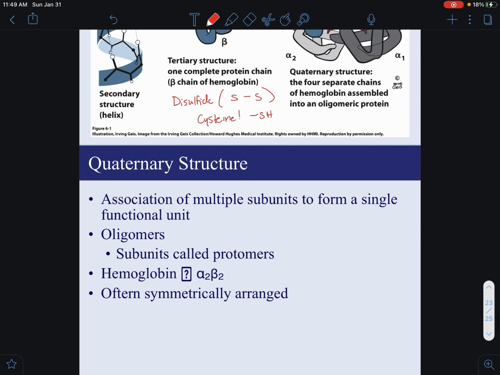And then quaternary structure, it's just an interaction between separate subunits of a multi-subunit protein. It's very similar to tertiary structure. And some of the proteins that follow this quaternary structure is like hemoglobin, which is very important for oxygen transport in the body.